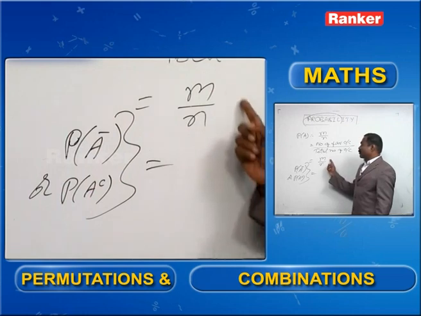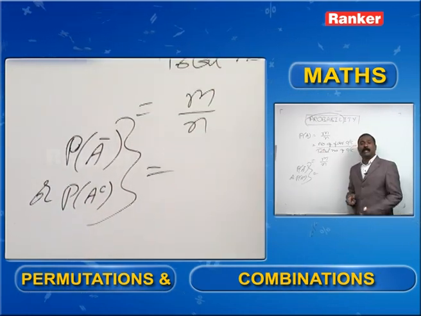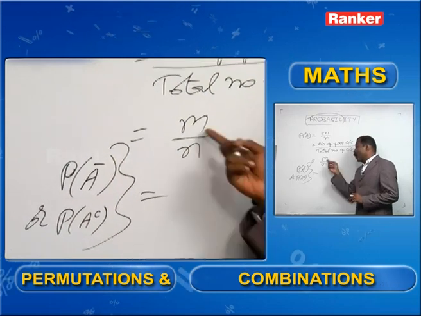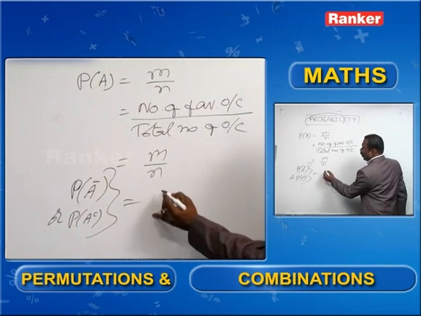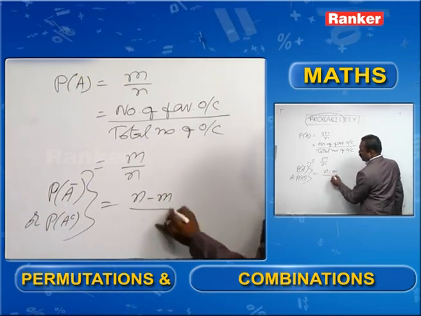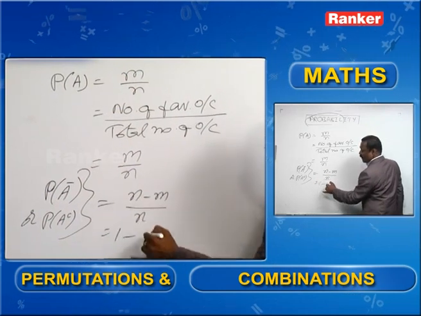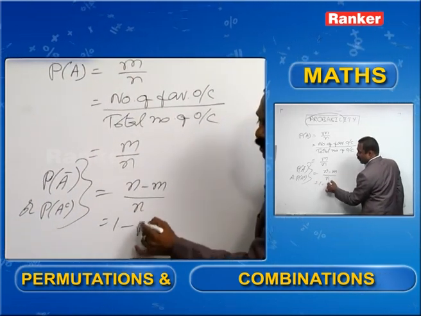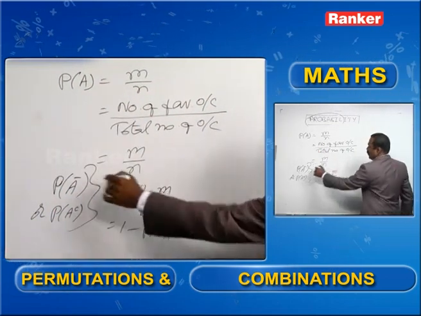If the total number of outcomes are n and the favorable outcomes to A are m, then the non-favorable outcomes to A are n minus m upon n. If you split it, it is n by n minus m by n, that is, 1 minus m by n. m by n is nothing but P of A, and the other term is P of A bar.